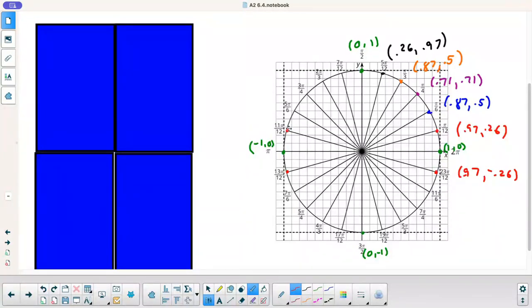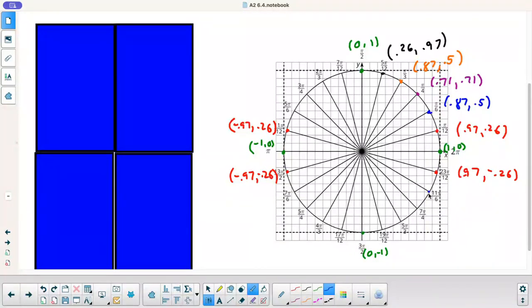Actually, let's do this one first. The Y coordinate stays the same. So the Y coordinate here is going to be 0.26, but the X coordinate is negative. And it looks like I go the same distance that I went right, but just to the left. So then down here, they're both going to be negative. It's really the same distance away here. Okay, so what you should notice is these 4 red points, they all stay the same. They just change signs. All right, so let's go to the blue one here.